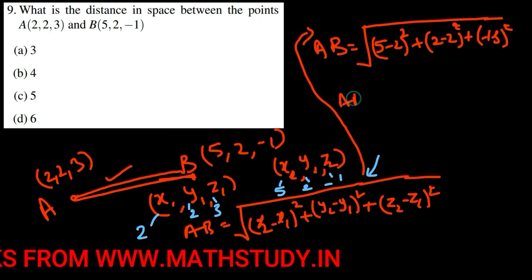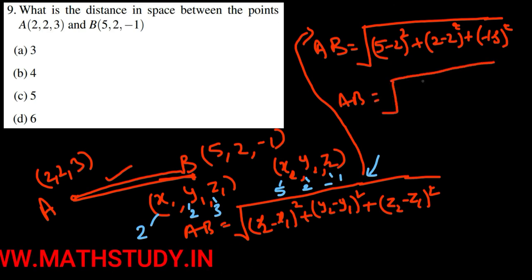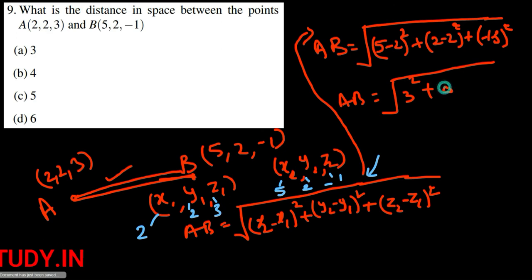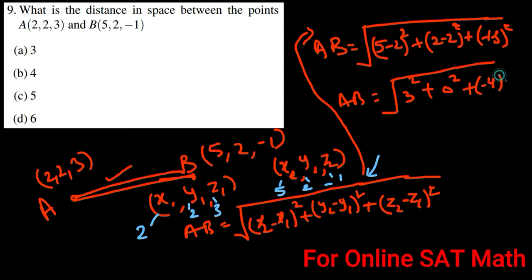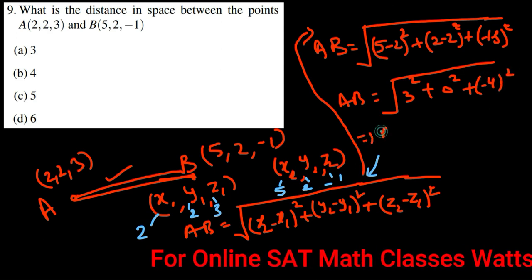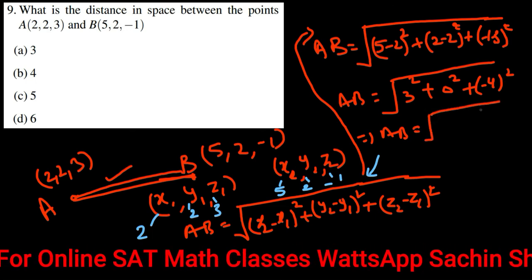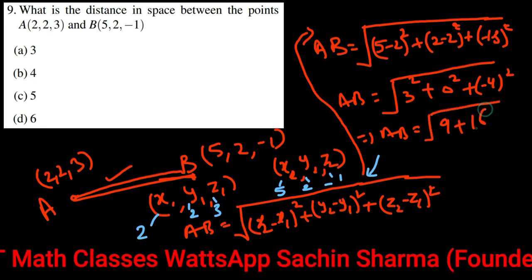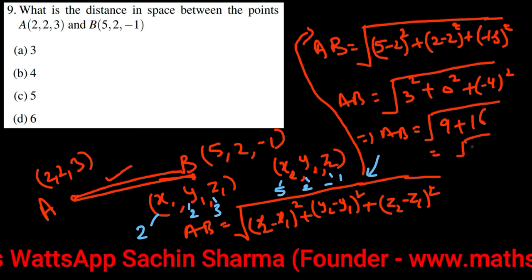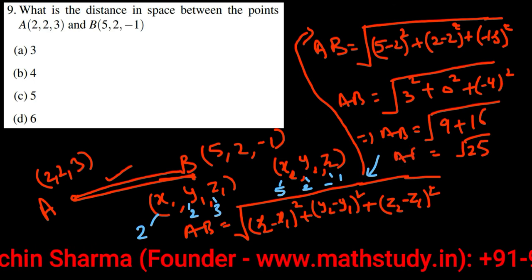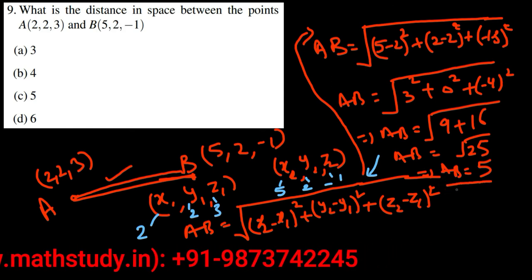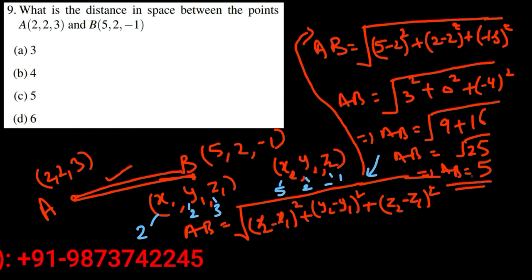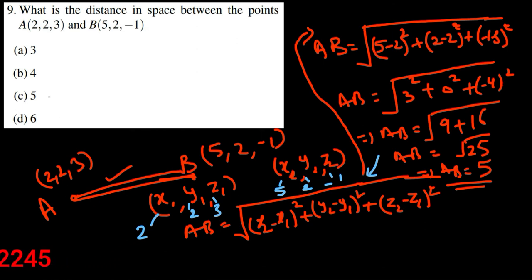So here we will get AB equals root over 3 square plus 0 square, obviously 2 minus 2 is 0, plus minus 1 minus 3, that is minus 4 whole square, right? So this implies AB equals root over 9 plus 16, which is root over 25. So we get AB equals 5 units. So we got our answer. That means the distance between AB is nothing but 5. So option number C is here, right? So our answer is option number C.